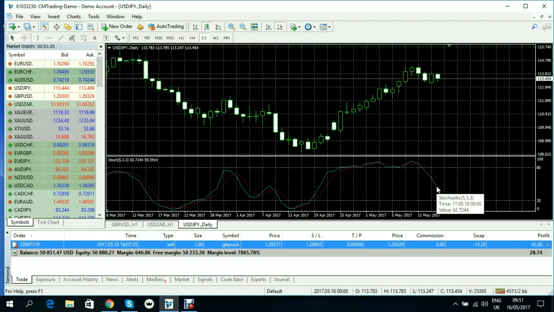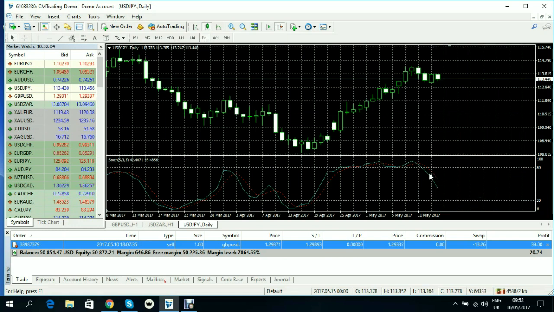This is the main stochastic, that is the value. This line shows the value, and this broken line, of course, you can actually change it to be a real line like the value line, but on default this is how it looks. So this is the signal trend, and this is the stochastic value trend.